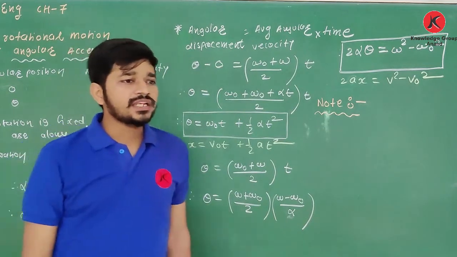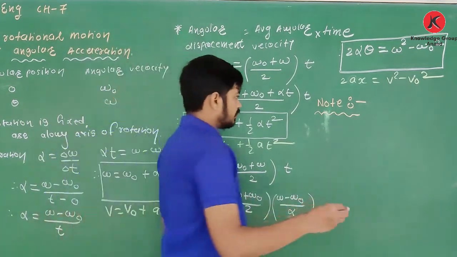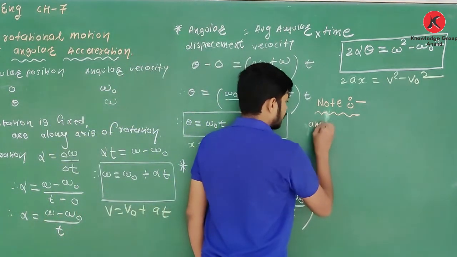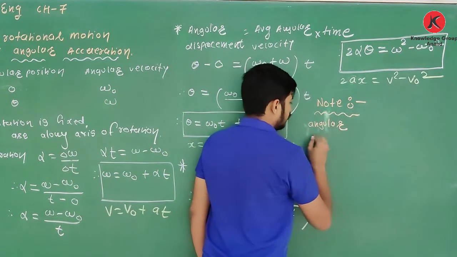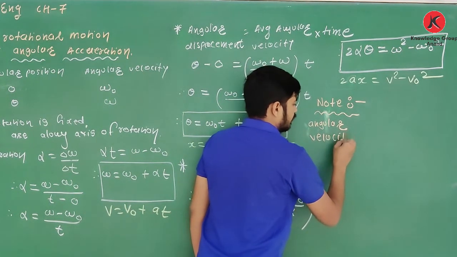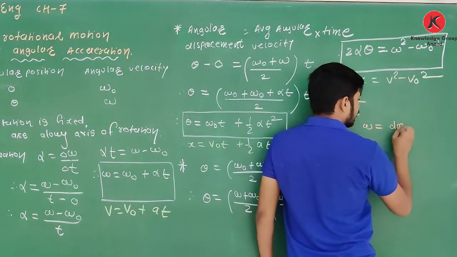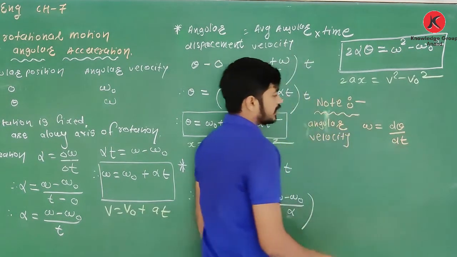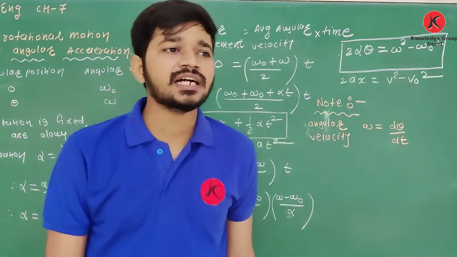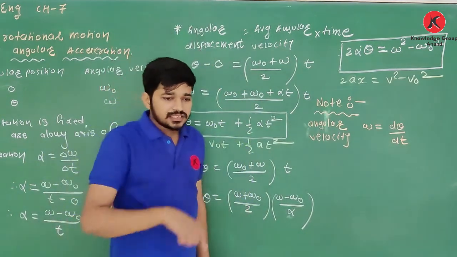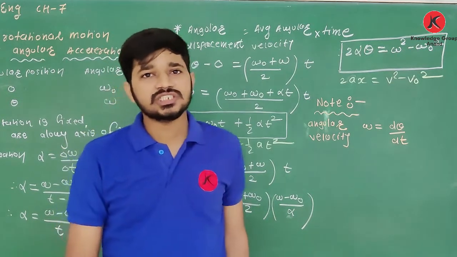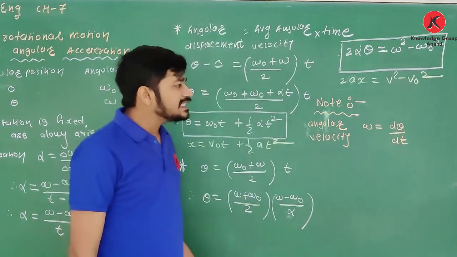How to find angular speed? How to find angular speed, angular velocity. For angular velocity, the equation is omega is equal to d theta upon dt. Where d theta is the change in angular position, and dt is time.